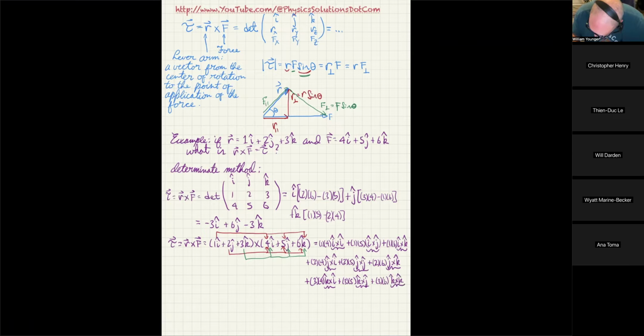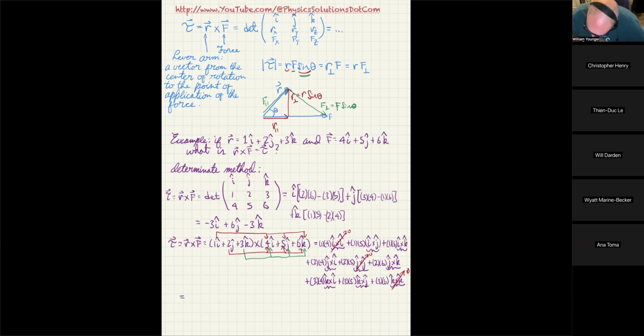Now, I already told you that whenever the vectors are parallel or anti-parallel, so whenever A and B are parallel or A and B differ by 180 degrees, the magnitude is R times F times the sine of theta, and the sine of 0 and the sine of 180 are both 0. So i hat cross i hat is 0, j hat cross j hat is 0, and k hat cross k hat is 0 automatically. So this brings me to another answer.